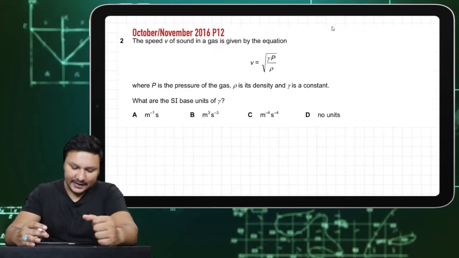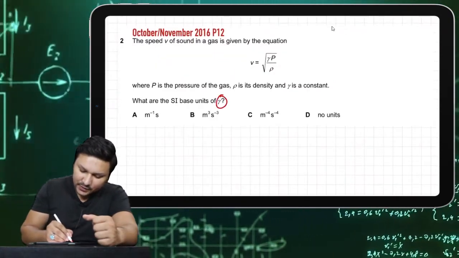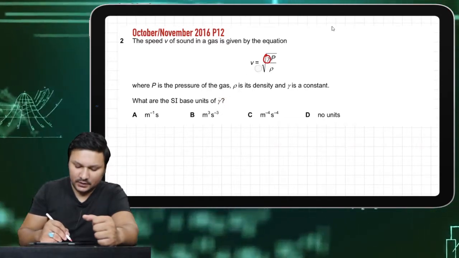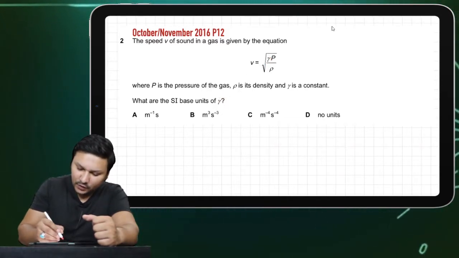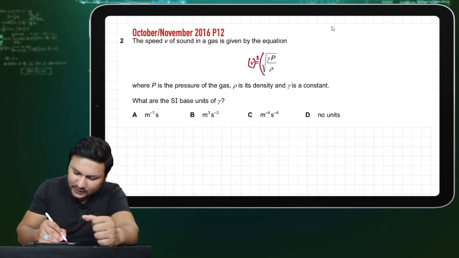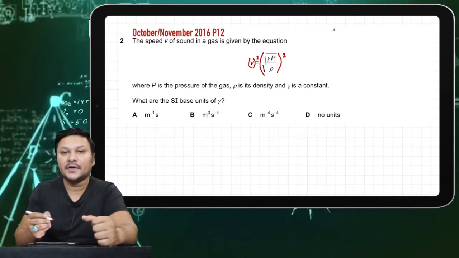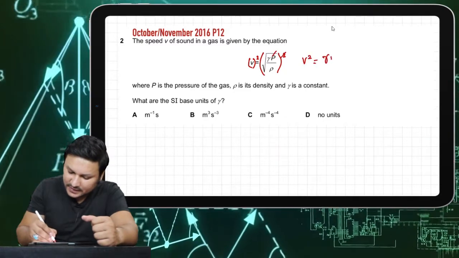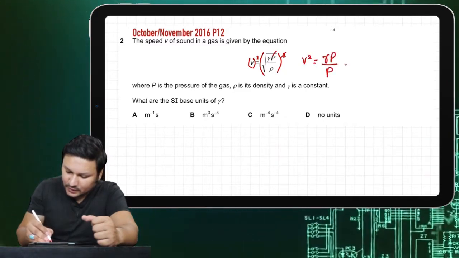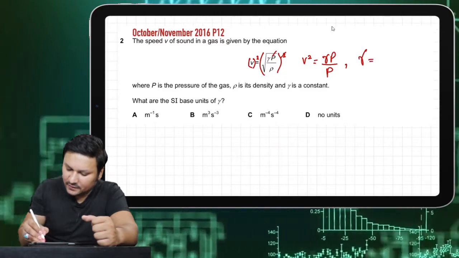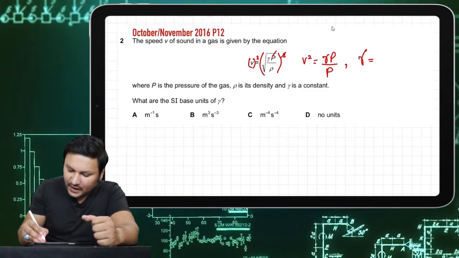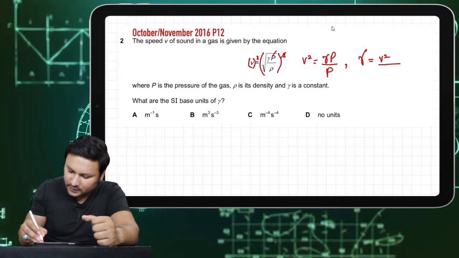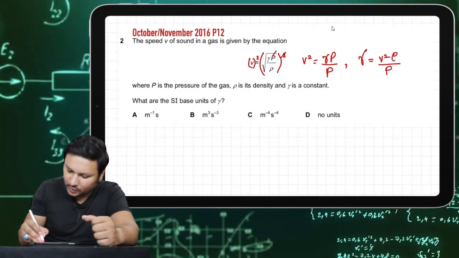In that case, what are the SI base units of gamma? And you can see gamma is under root. So first of all, what we have to do, we have to put the square so that we can get rid of root. And in that way, V square becomes gamma P upon rho. And in that way, gamma will be found out like V square rho upon P.